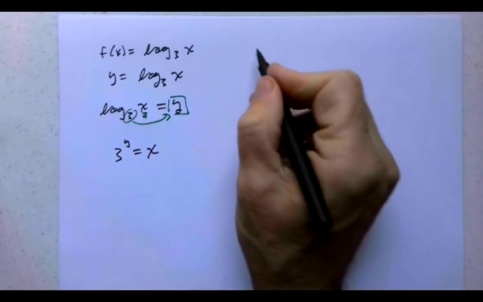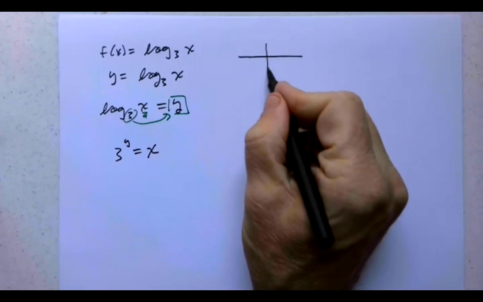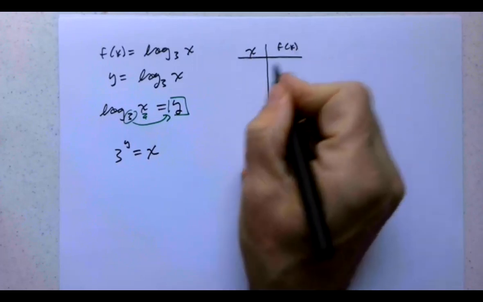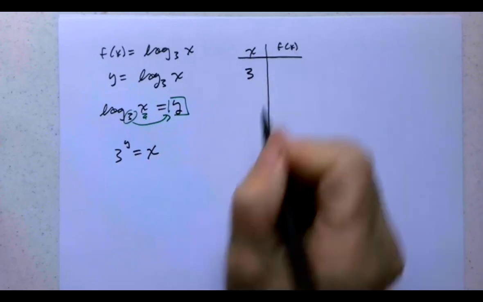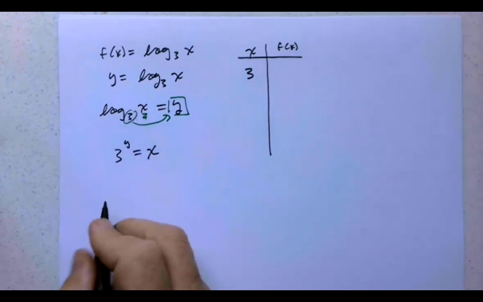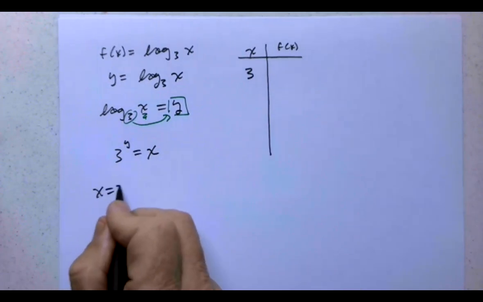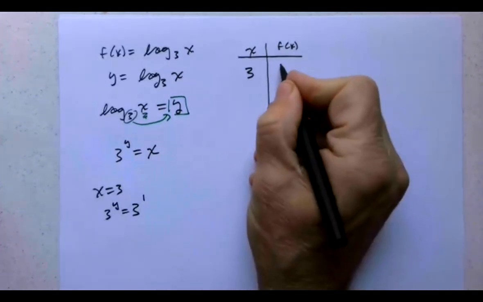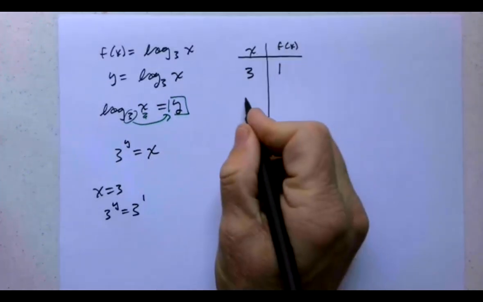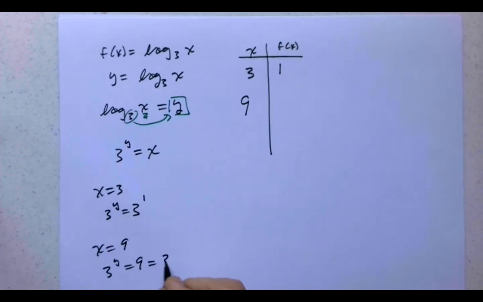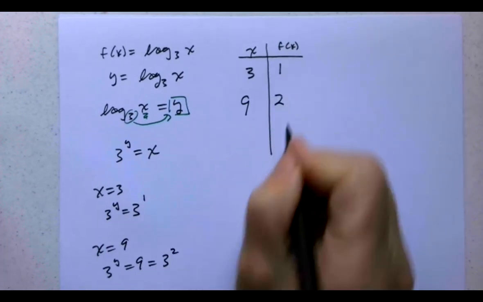Now, what are some of the values that they wanted me to use? So I have x and I have f of x. I believe 3 was the first one. So I want to find y, right? F of x is the same thing as y. So if x equals 3, 3 to the y equals 3. Well, that's 3 to the first, yes? Boom. If x is 9, I have 3 to the y equals 9. But 9 is 3 to the second, so y equals 2.